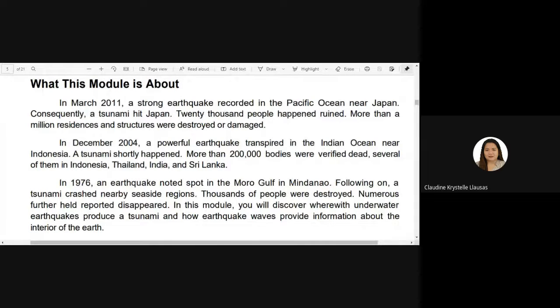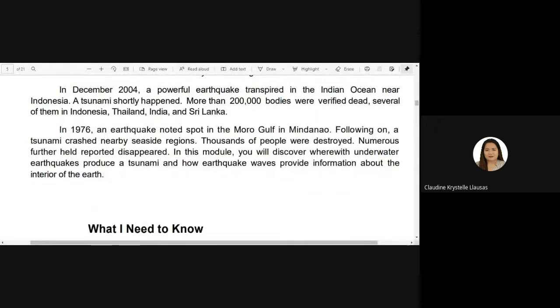Aside from that, in 1976, an earthquake spotted in Moro Gulf in Mindanao. So following on, a tsunami crash nearby seaside regions. Aside from that also, thousands of people were destroyed. Numerous further were reported disappeared. Wala na nakita. So, in our lesson today, we will discover how underwater earthquakes produce a tsunami and how earthquake waves provide information about the interior of the earth.